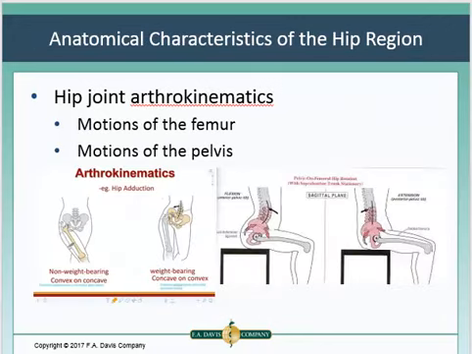Right, movements at the hip. So there's a difference between open and closed kinetic chain movement. One would be the femur moving on the pelvis, which would be more of an open kinetic chain. The other is more of the pelvis moving onto the femur as a closed kinetic chain. So let's start talking about the femoral head moving on the acetabulum.